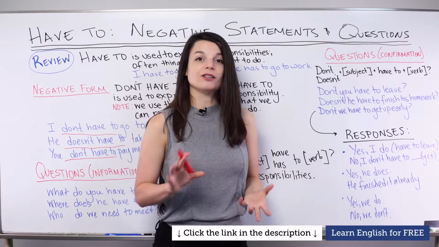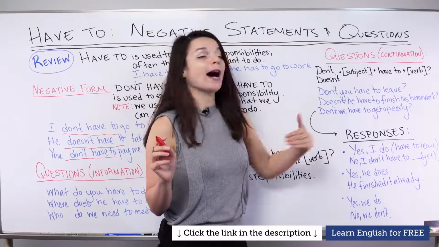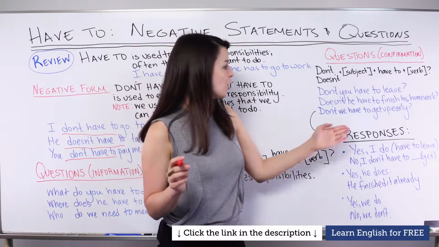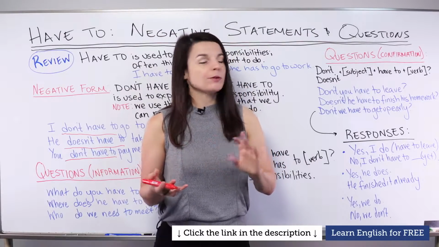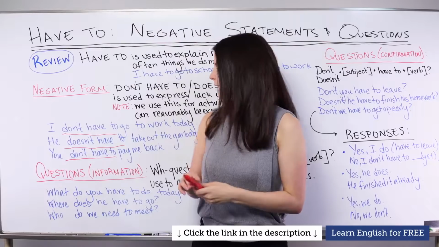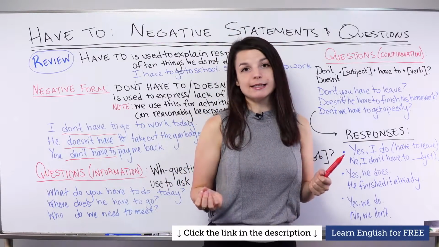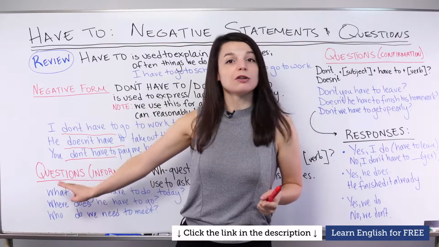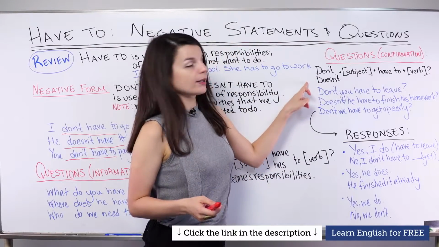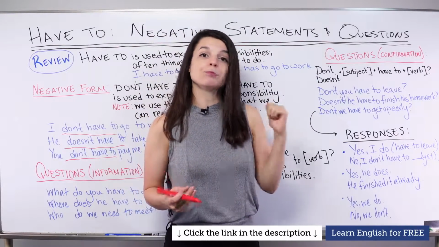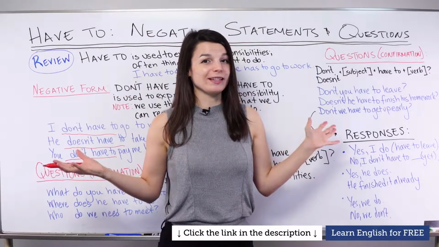Of course, if the answer is no, just use the negative and the same pattern. Like, no, I don't have to leave. No, we don't have to get up early. So to tell the difference between these confirmation questions and these information questions, you can focus on the beginning of the sentence. Is there this WH style question at the beginning of the sentence? Or do you hear a don't or a doesn't at the beginning of the sentence? This is a pretty good hint that I hope can help you tell the difference between these two.